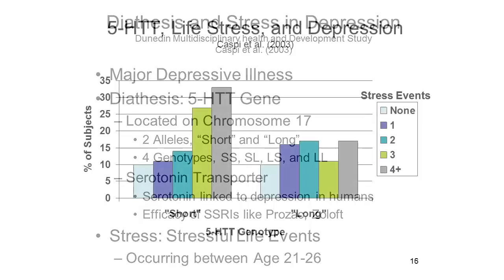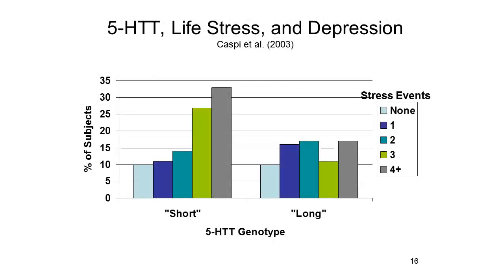It's all stress. Subjects with the long form of the 5-HTT genotype, that is, 2 long alleles, showed a relatively low incidence of depression regardless of their history of stress. However, subjects with the short form of the genotype, with at least one short allele, SS, SL, or LS, combined with a history of many stressful events during the previous 5 years, showed a much higher incidence of depression. Again, the 5-HTT genotype did not cause depression, nor did exposure to lots of stress. It was the combination that precipitated the episode of depression. The combination of genetic diathesis and environmental stress.